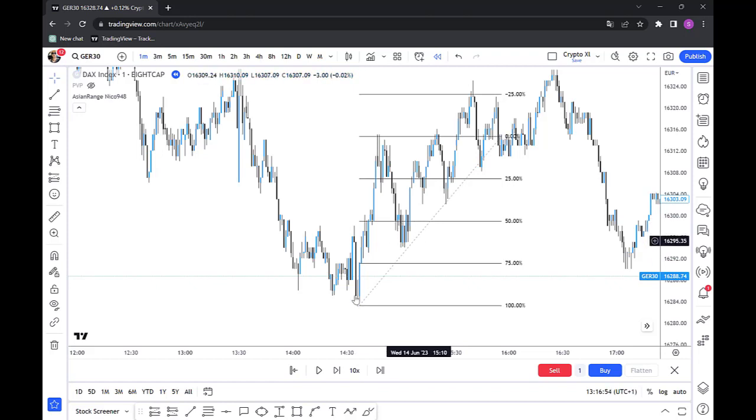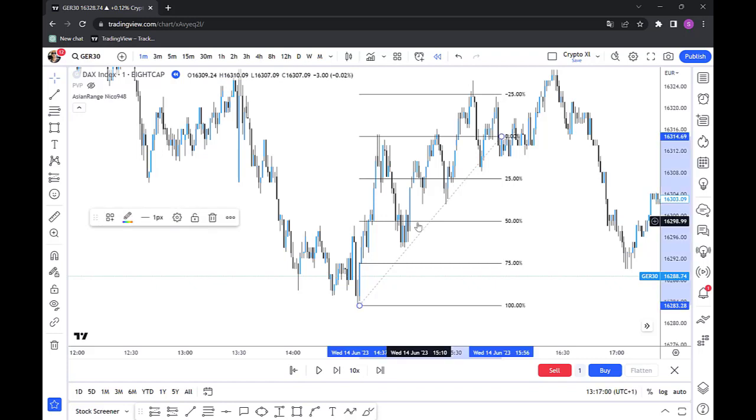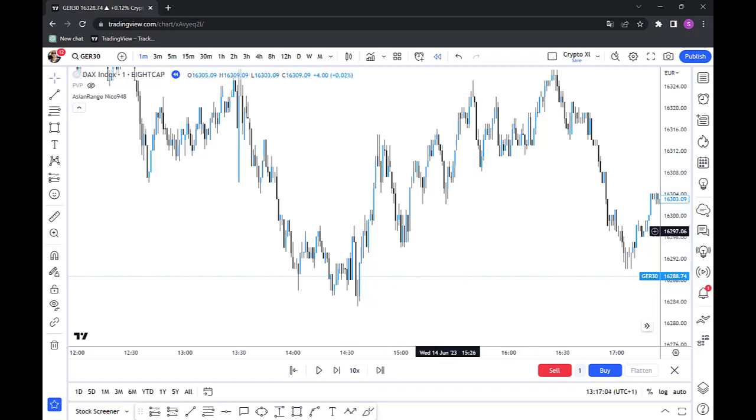It's not my trade. There was an imbalance to fill, and the price decided to not fill this imbalance, and it's not important. I don't care. I don't take the trade. It's simple. I just stick to my trading plan.